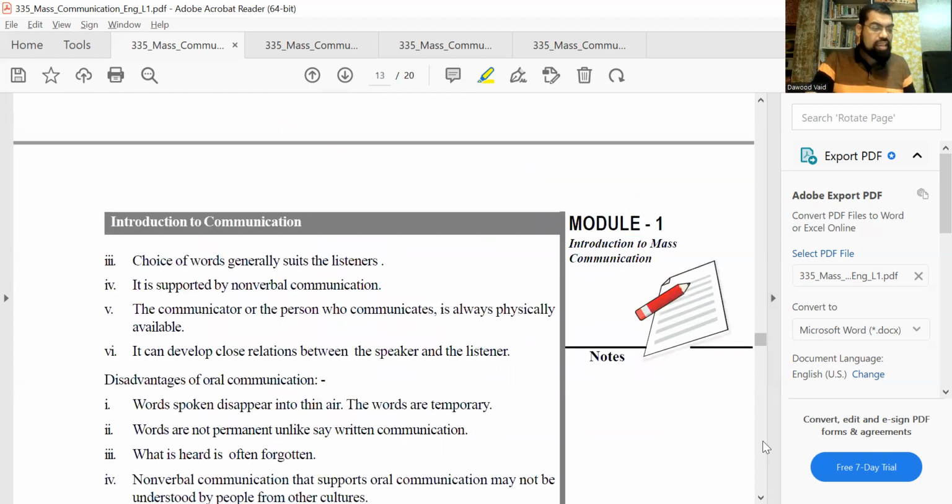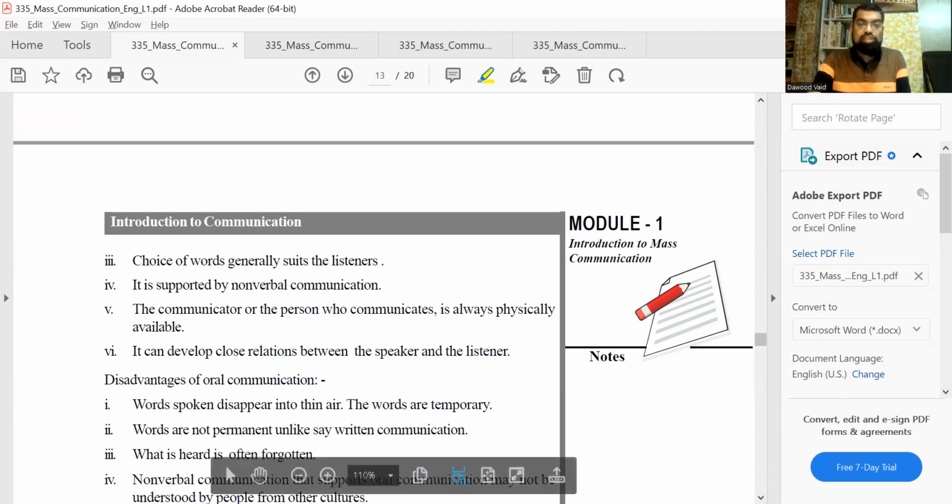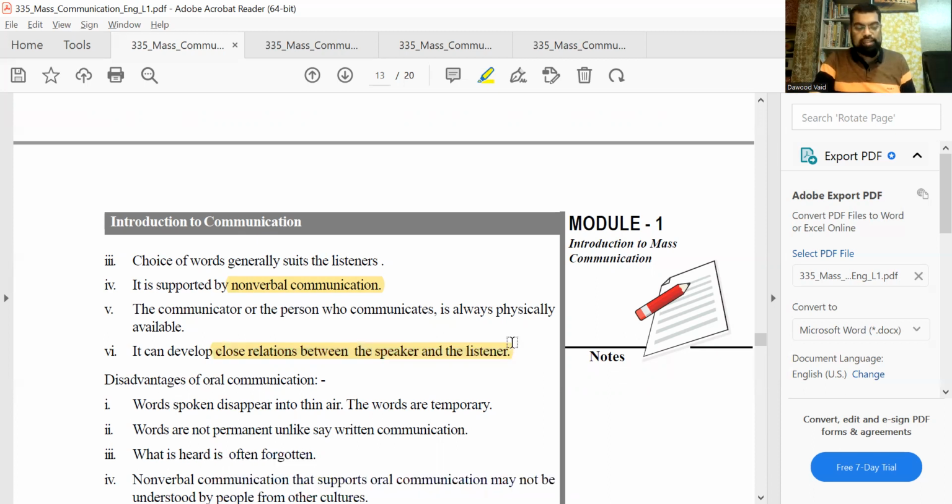So what are the key advantages of oral form of communication? It is very spontaneous and very natural. It is easy to understand. It is verbal communication. It is also supported by non-verbal. So a good speaker, if you listen to some lectures online, TED Talks, some preachers, they will use hand gestures, face gestures. So non-verbal communication is an added support of communication tool. And it develops close relationship between the speaker and the listener.